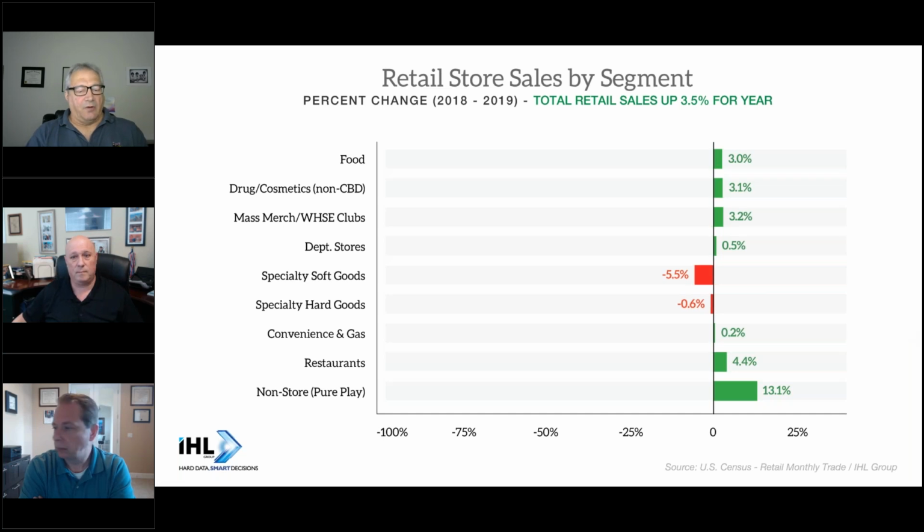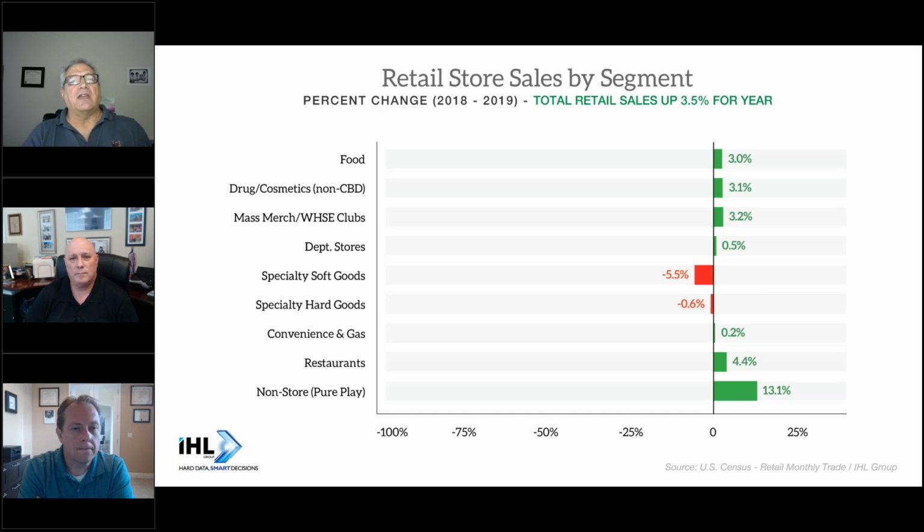Real quick, one of the ways that we at IHL try and look at data in terms of the retail industry is according to retail segments, and you see those on the left-hand side of the screen here. And these correspond with the NAICS codes that the rest of the government uses. For instance, it's 445 for food, 446 for drug, cosmetics, and personal things, and 722 for restaurants. And there are subcodes to that to delineate between the types of restaurants, the types of drug or cosmetic stores, and so forth and so on.